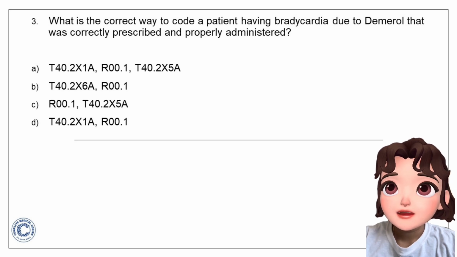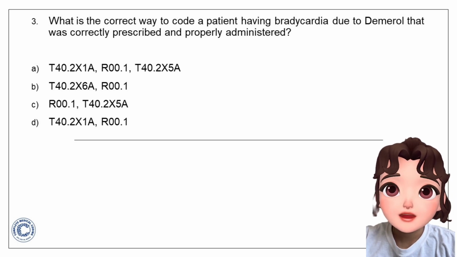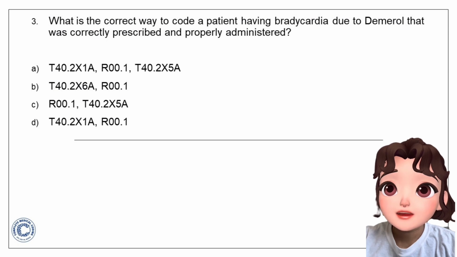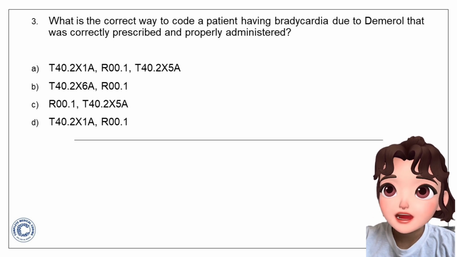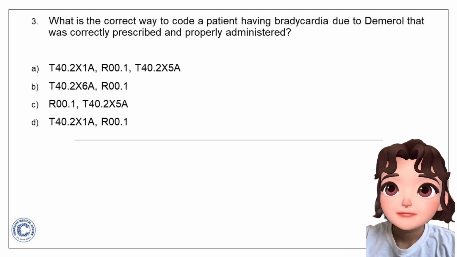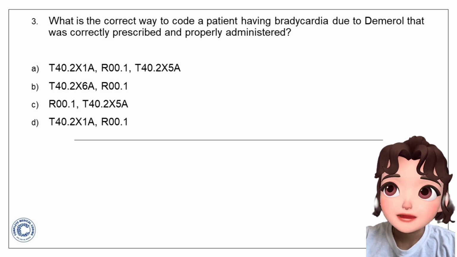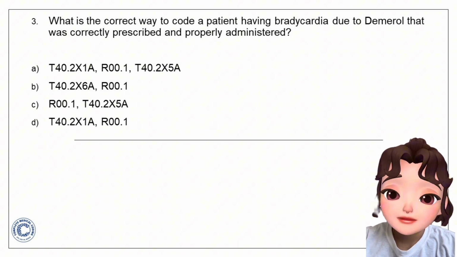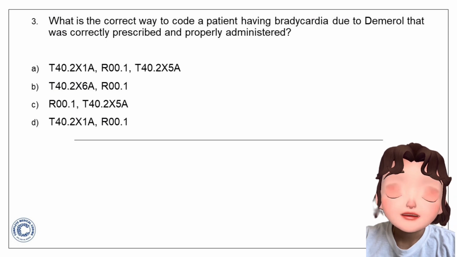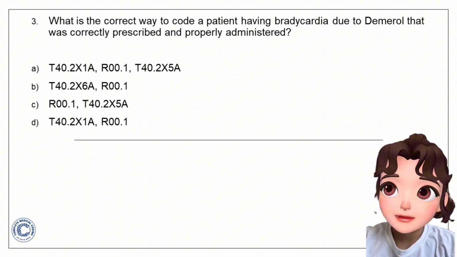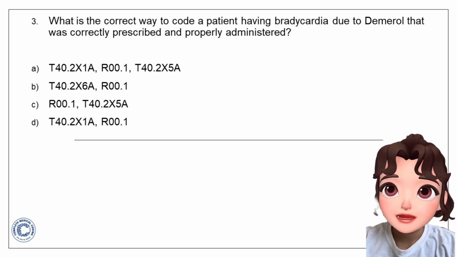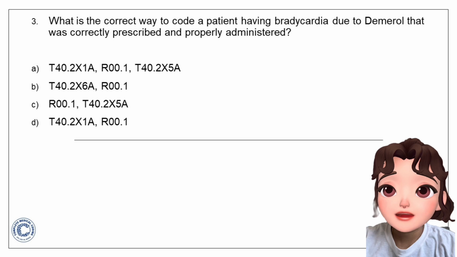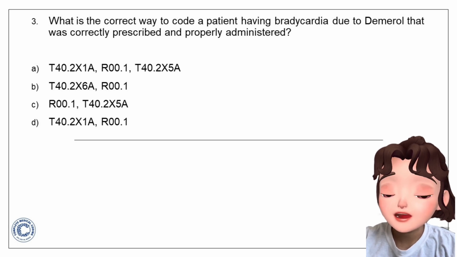What is the next ICD T code? T40.2X5A. Adverse effect of other opioids, initial encounter. Yes, this is an adverse effect, because of using an opioid. And one more T code, T40.2X6A, underdosing of other opioids, initial encounter. This is not underdosing either.